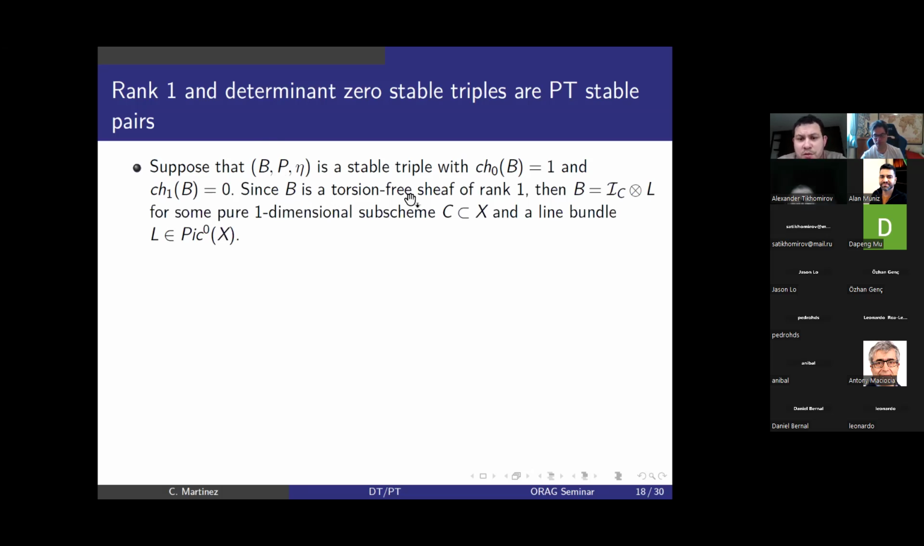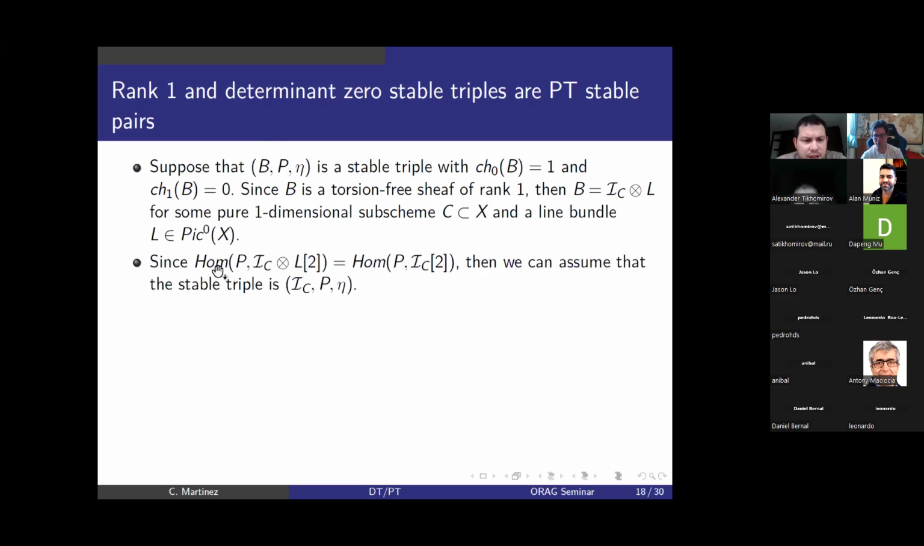Then since B is a torsion-free sheaf of rank 1, because it is Gieseker semistable, B has to be an ideal sheaf of a curve tensored with a line bundle, where the curve is not necessarily pure but a one-dimensional subscheme, and the line bundle has degree 0. And then when I compute this Hom from P to B shifted by 2, I get a group that turns out to be the same as Hom, because I can just move this L to the other side, and P is zero-dimensional. Then this is the same as Hom from P to I_C shifted by 2. That means that when I take this extension class, I may as well just assume that the sheaf B is just I_C.